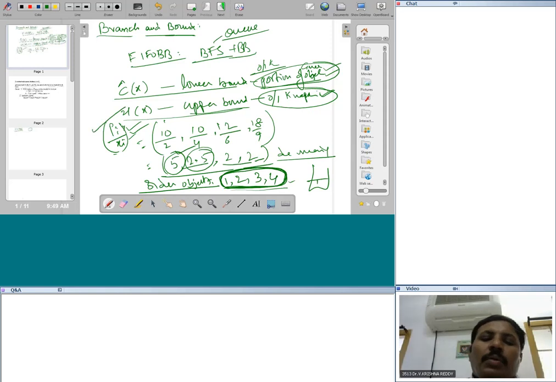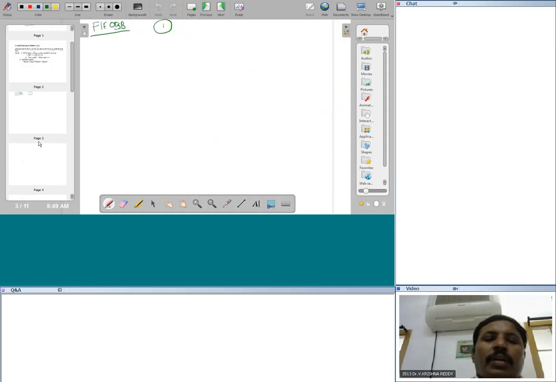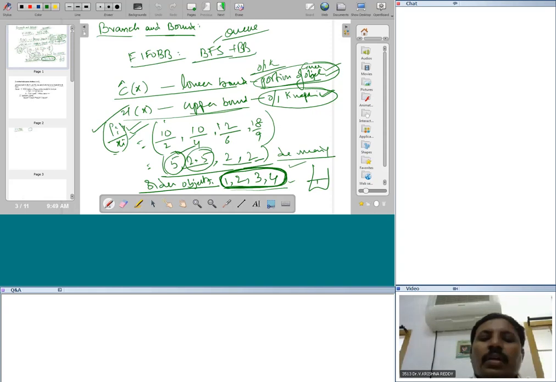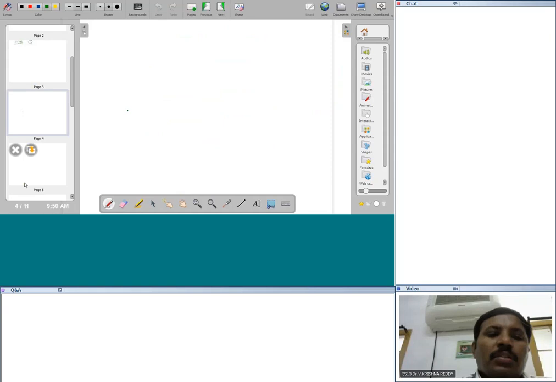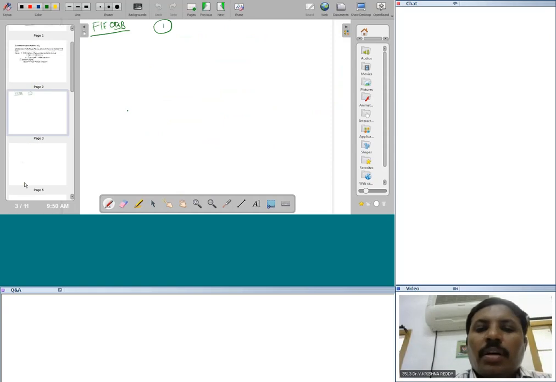There is a standard formula, directly the pi by wi calculation. In this example also, like the previous example, the same order of the objects you have to consider for getting the maximum profit value. So 1, 2, 3, 4. First, calculation of C cap of x and u of x. Node 1, you have to start the calculation. What is the C cap of 1 and what is the u of 1?